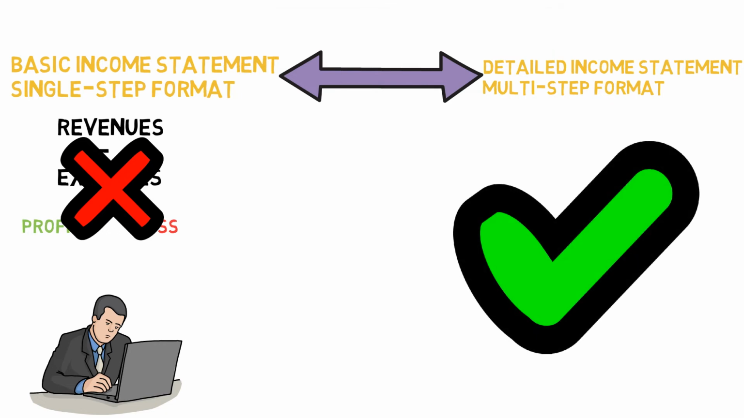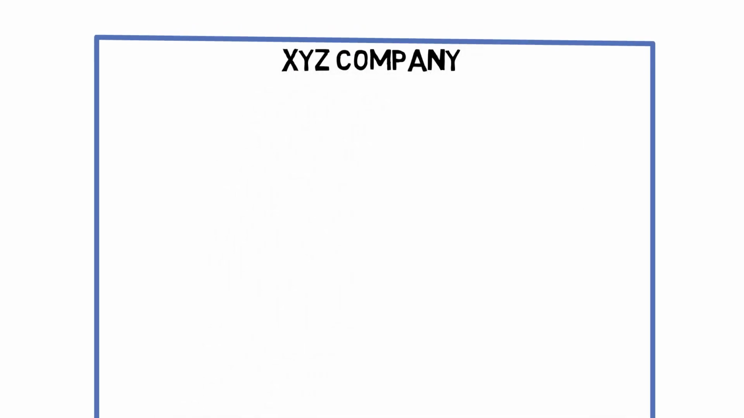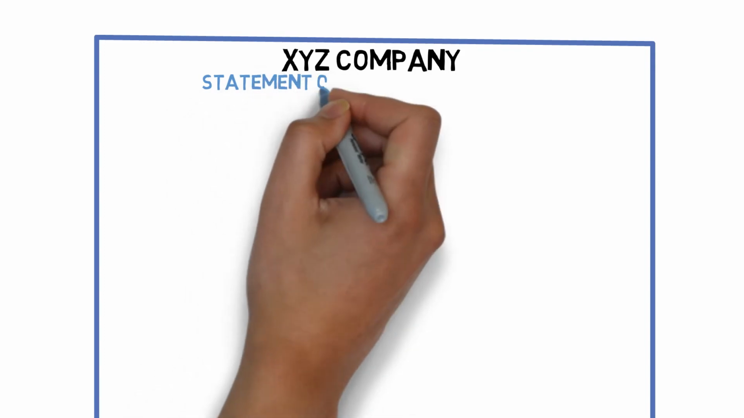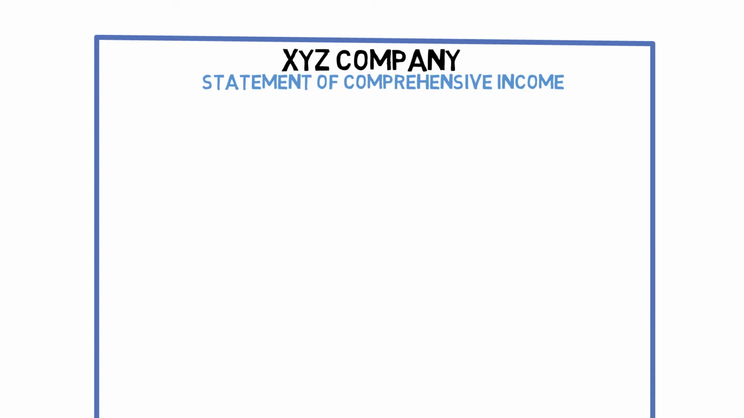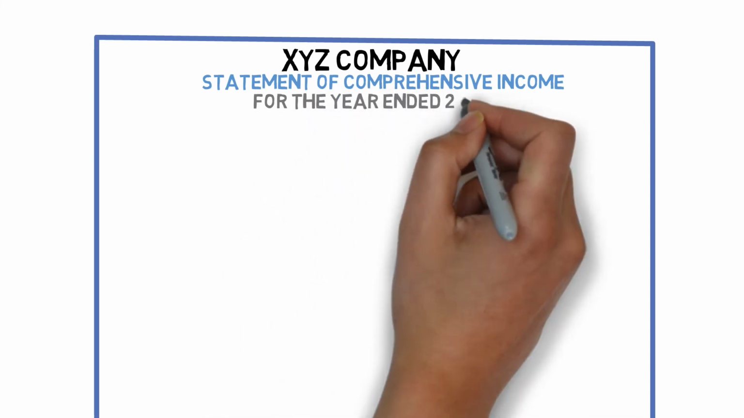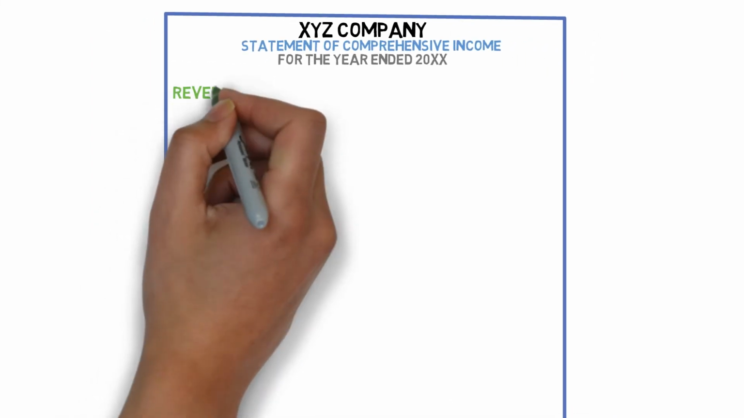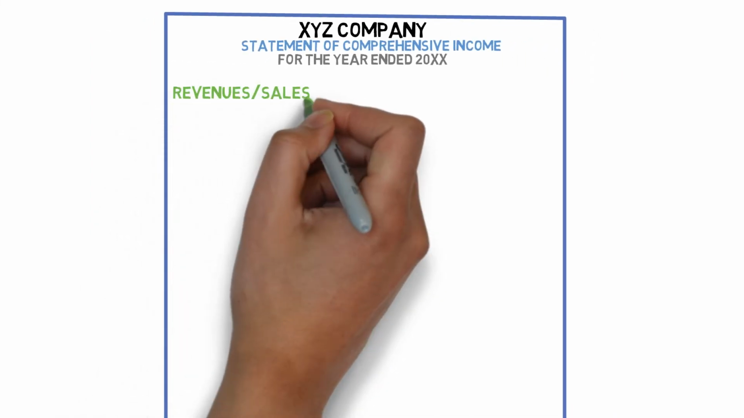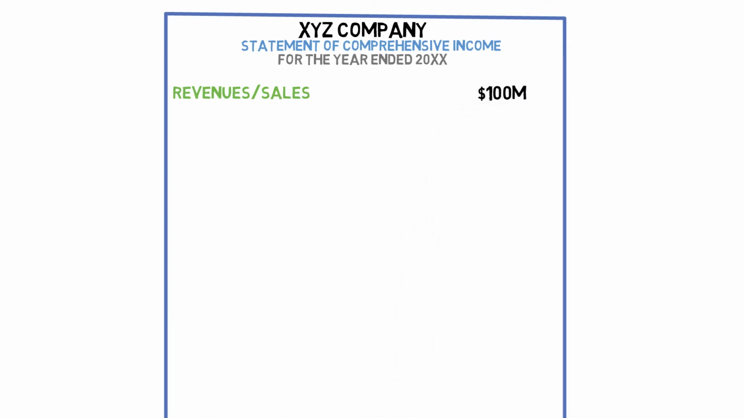So, to create a detailed income statement, we consider an example. First, we write the name of the company, then we highlight that it is an income statement by writing the statement of comprehensive income, or whichever name you want to call it, it depends on the organization. Then we specify the time period for which we are drafting the income statement, and then we go into the main part. First, we write revenues or sales, which are, for example, 100 million.